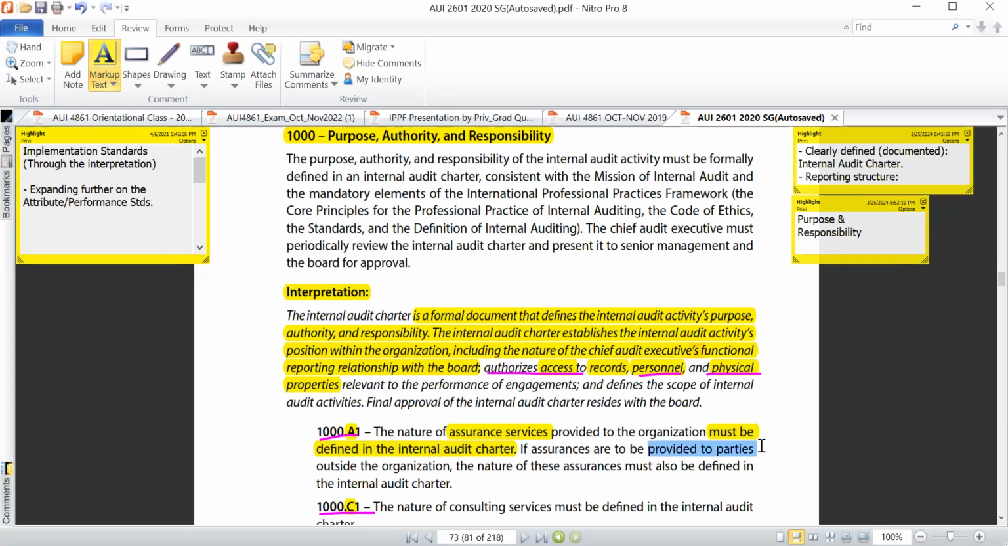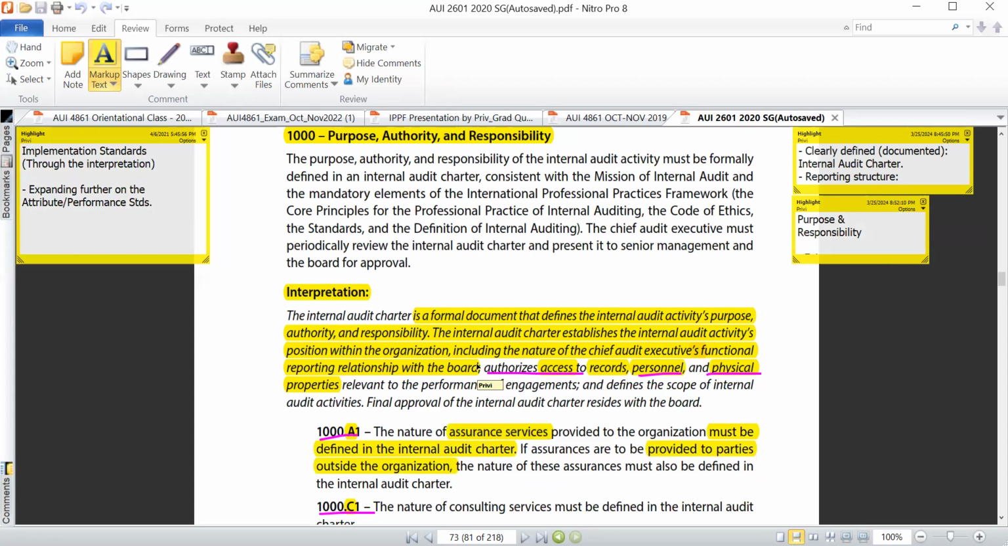So if we are to provide any service in that form, for instance, if assurances are to be provided to parties outside the organization, the nature of these assurance services must be defined in the internal audit charter. So for instance, you may find cases where the internal audit division may be requested to perform a certain internal audit assurance service, but maybe it is not contained within the internal audit charter. The question then is, what should happen? The charter may need to be amended before we accept and commence with the internal audit engagement, right? It's very important because if we agree, but it's not within the internal audit charter, we might be agreeing to doing something we are not authorized to do.